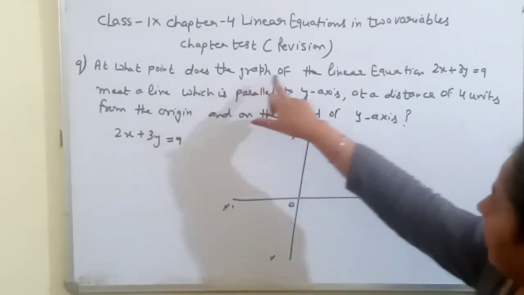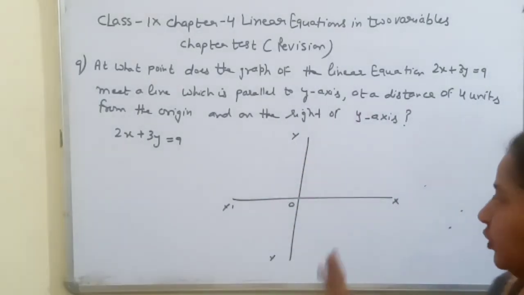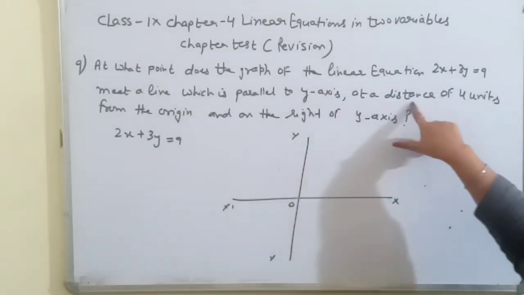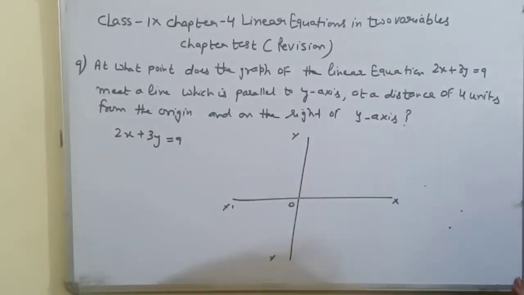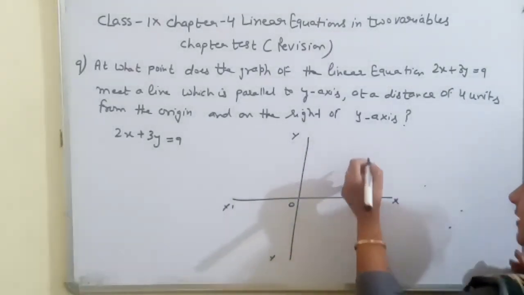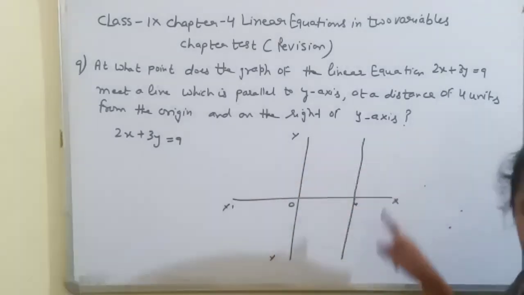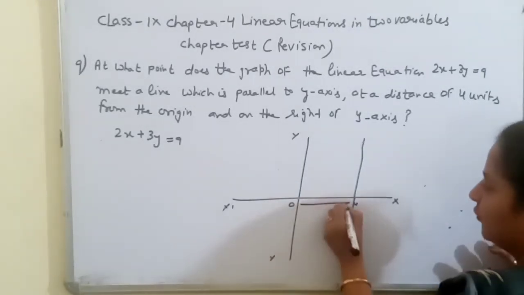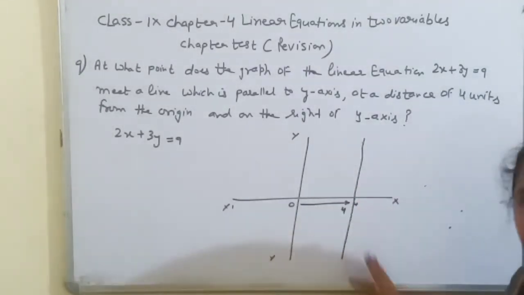Now, at what point does the graph of the linear equation meet a line which is parallel to y-axis? It means we have to draw a line which is parallel to y-axis. And the second condition is a distance of 4 units. When we draw a line parallel to y-axis, it should be at a distance of 4 units from the origin, and it is on the right side of the y-axis. So this situation is given to us, a line which is parallel to y-axis at a distance of 4 units from the origin, and it should be on the right side. It means x is plus 4.